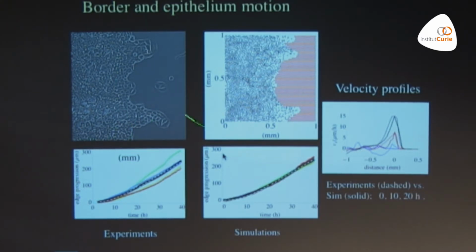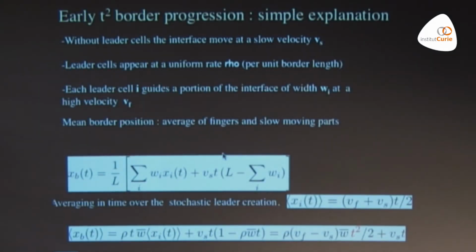You have more and more cells, both in the experiment, which is dashed, and the simulation where you have more and more leaders. More and more cells moving fast. So where is this quadratic thing coming from? This is rather easy, actually.